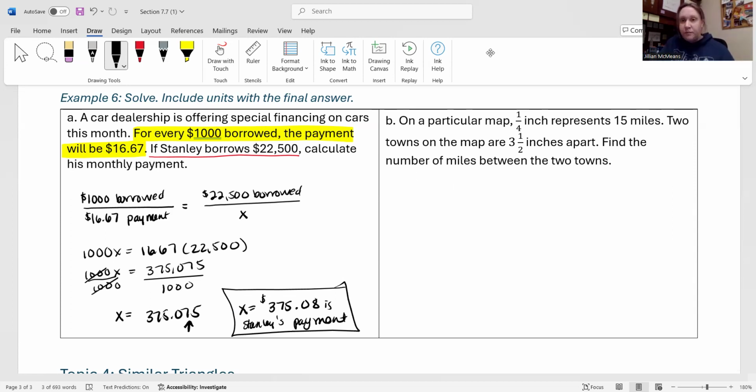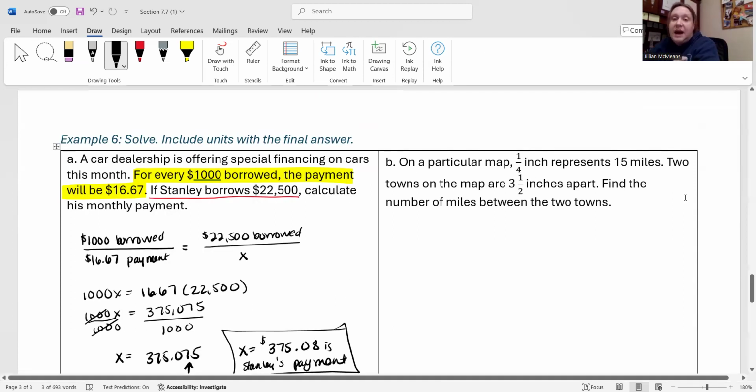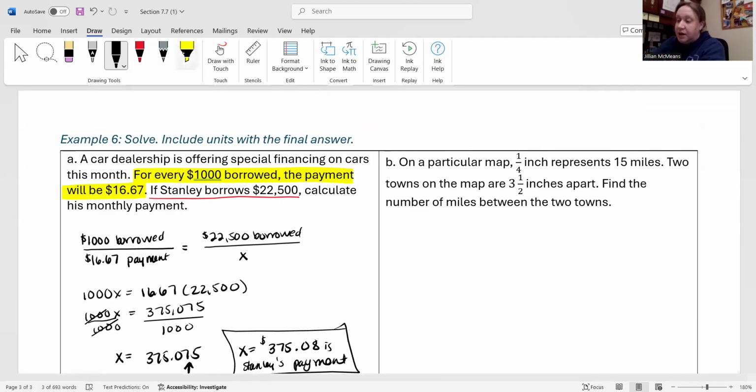Okay? Now, next up for part B, we have on a particular map, 1/4 inch represents 15 miles. We know this without a shadow of a doubt. We absolutely know it. Can't be changed. 2 towns on the map are 3 1/2 inches apart. Find the number of miles between the 2 towns.